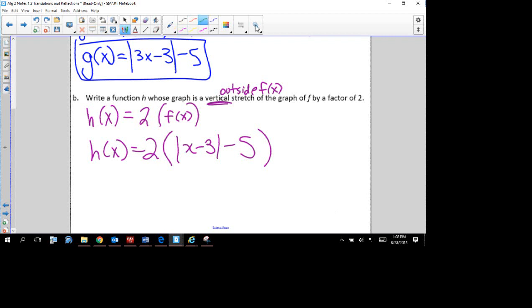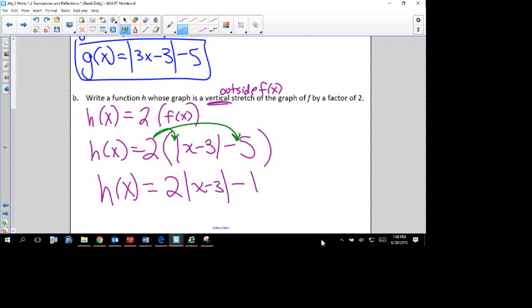So since there's more than one term in this function, we do have to distribute the 2. You are going to simplify it. And when you multiply a 2 or any number with the absolute value, you don't go inside the absolute value. You just put it outside the front of it. So 2 absolute value x minus 3, close absolute value, and then minus 2 times 5 is 10. So you do have to distribute that and simplify it. So can you tell the difference? The first one, the horizontal, we're just taking out x and putting something new in. But the vertical, you're going to have to multiply everything by that number.